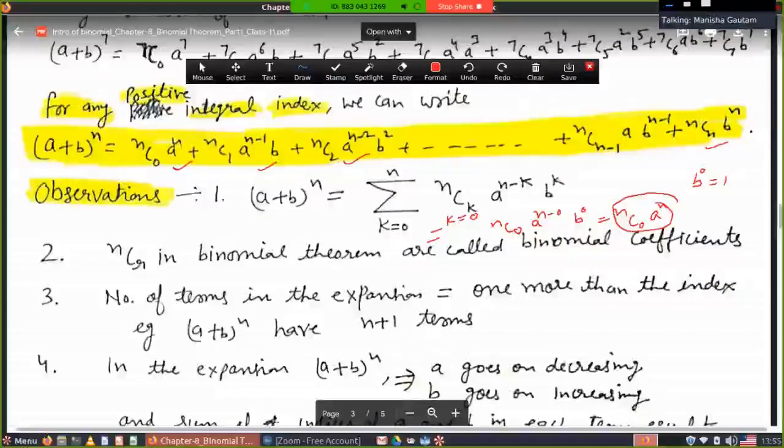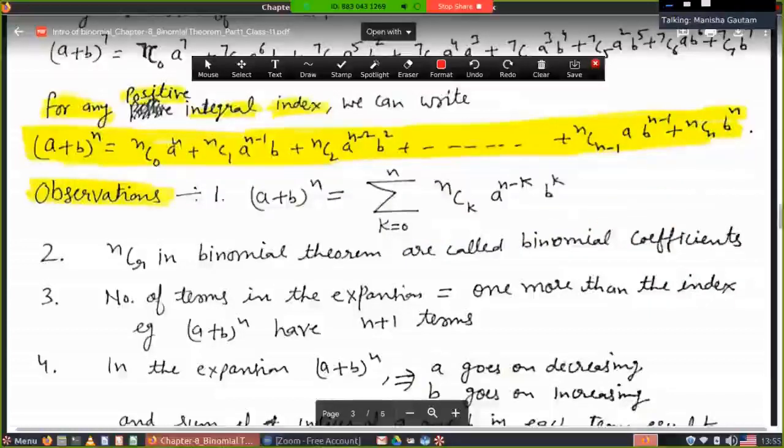Now next, nCr in the binomial theorem is called the binomial coefficient. It means when you write nC1, nC2, nC3, these are the binomial coefficients.